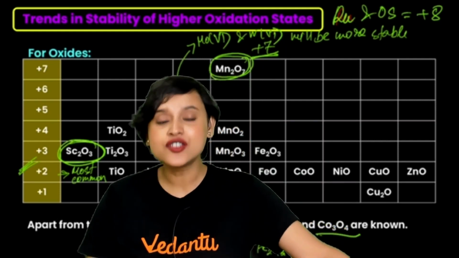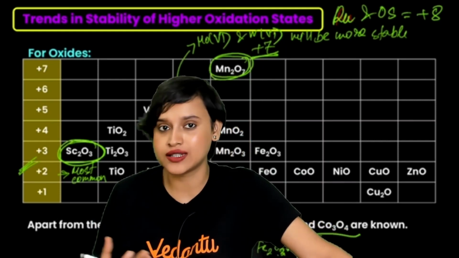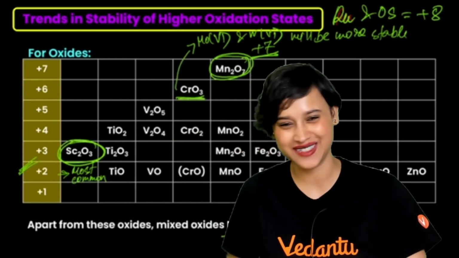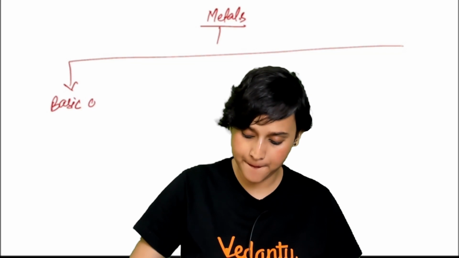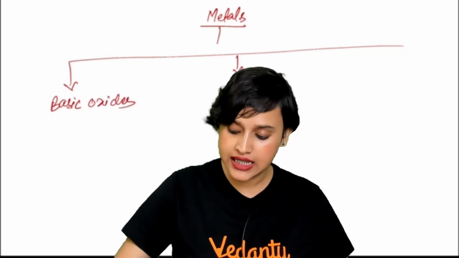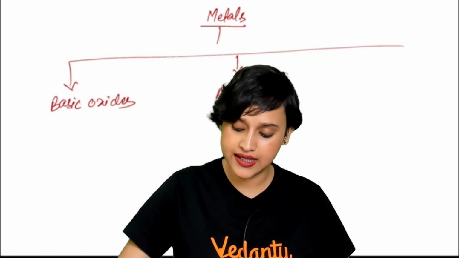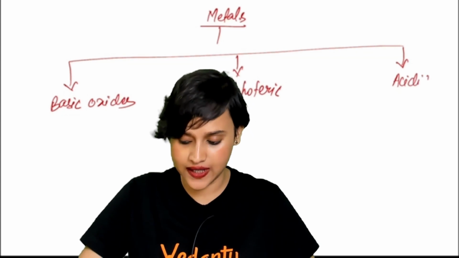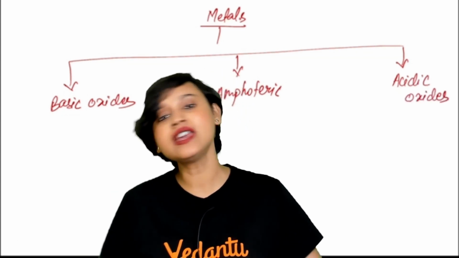So guess what? Metals not only exist as basic oxides. This is something that we have read in our junior grades, that metallic oxides are always basic oxides. That's not the case. Let me write it down and explain it to you here: metals can show basic oxides, metals can show amphoteric oxides, and metals can also show acidic oxides. They can also show acidic oxides, my dear students.